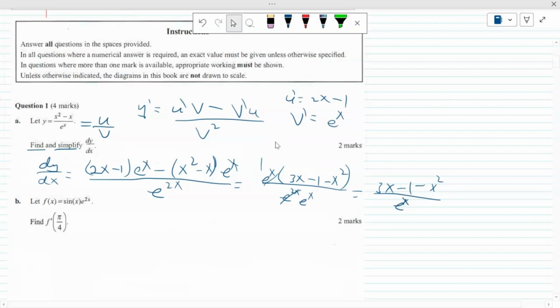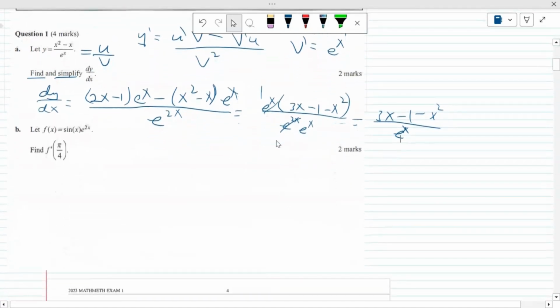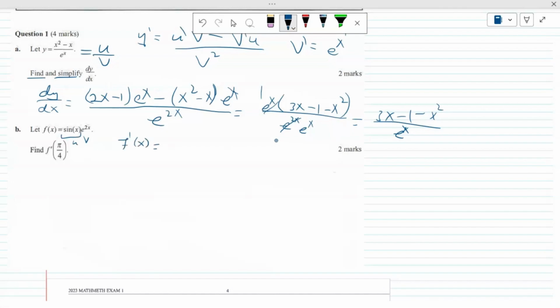All right, the next one is based on the product rule, which is similar to the quotient rule on your numerator, the only difference is the plus. So if we say this is u and that's v, the product rule will be u prime times v plus v prime times u. So u prime is cos x and v prime is 2e to the power of 2x.